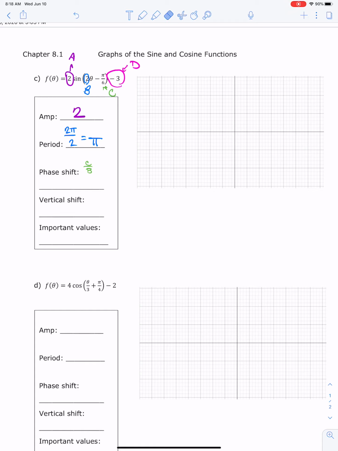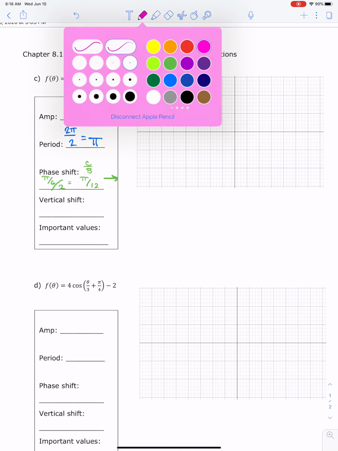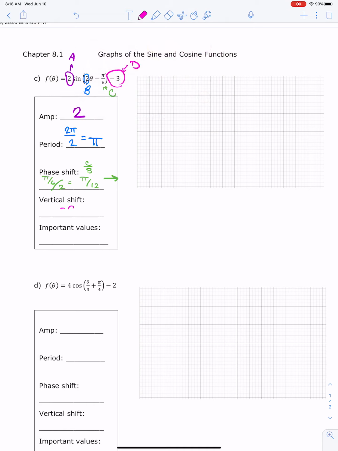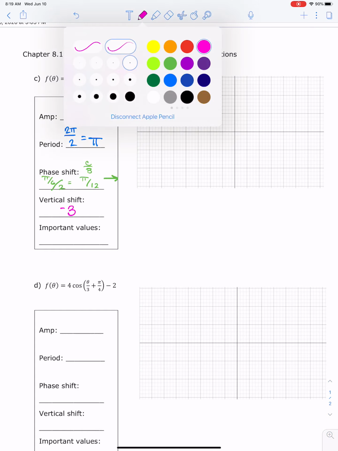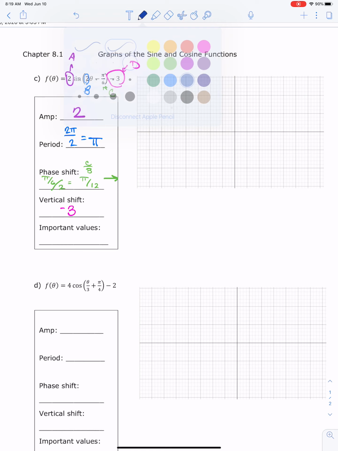So our C is pi over 6 divided by 2. That's our B. We get pi over 12. This is positive pi over 12. It's going to move us to the right. Our vertical shift, -3.